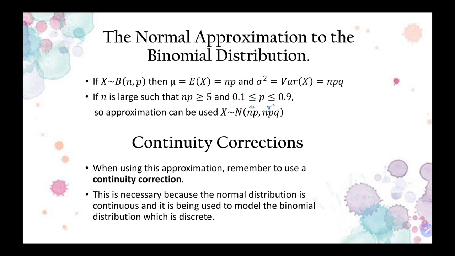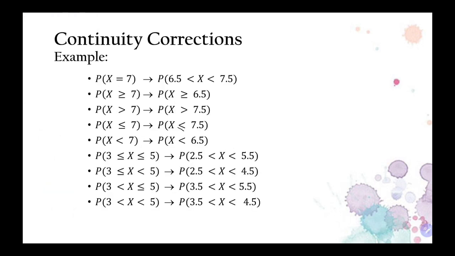Now we learn how to use continuity correction. We look at an example. If we have P(X = 7), we have an equal sign here. So we change to P(6.5 < X < 7.5). We take the value before and after 7. If we have the question P(X ≥ 7), then we change it to P(X ≥ 6.5). Sign masih sama, cuma value dia kita kurangkan 0.5.